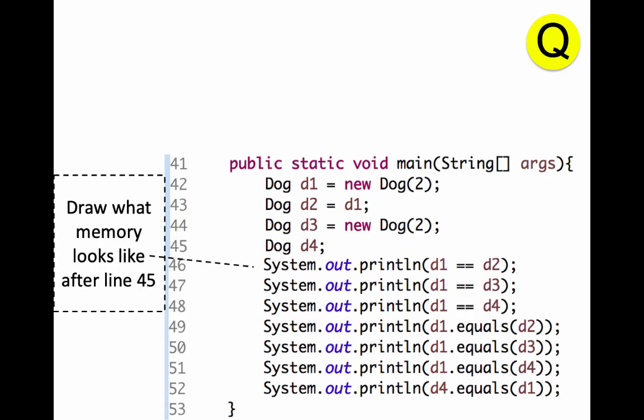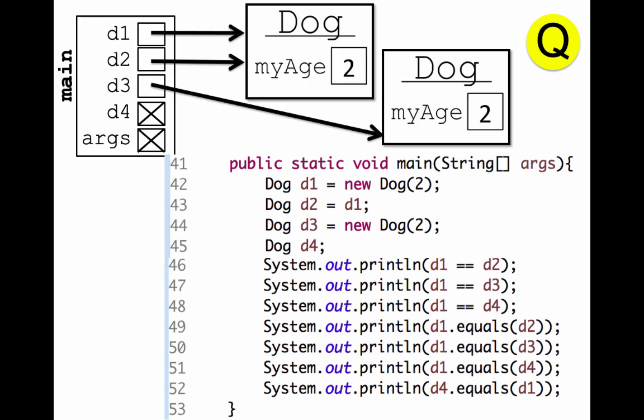Okay, I've got a main method here, and I want you to pause it now to try and draw what memory looks like after line 45. I think this is going to be good practice, and then we'll talk through the remaining pieces. Okay, so pause it and draw that diagram. Okay, hopefully you drew the diagram, and hopefully yours looks something like what we've got here.